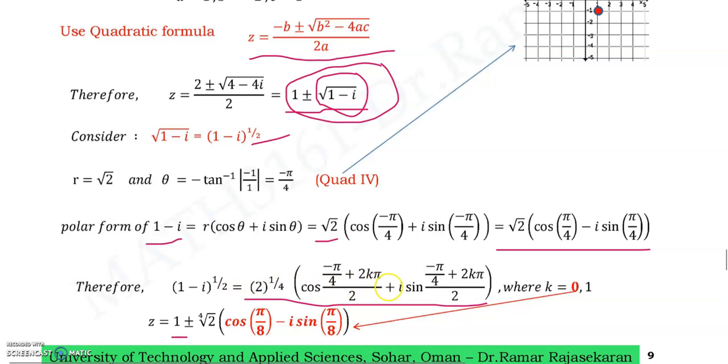Okay, so if you put k equal to 0 in this form, what are you getting? You have to write here. Put k equal to 0, this will vanish, so that cos(minus pi over 8) will come. So cos of minus is cos, and here minus i sine, because k equal to 0, then you write this value. These are the roots of the given equation.